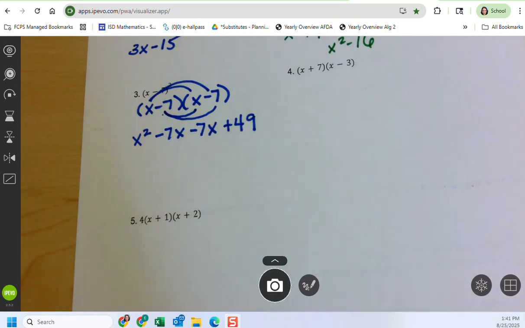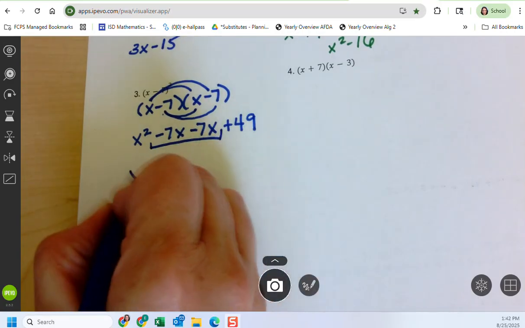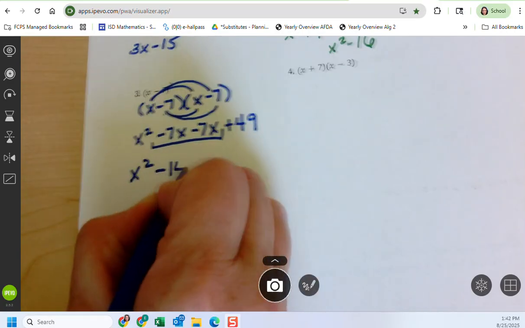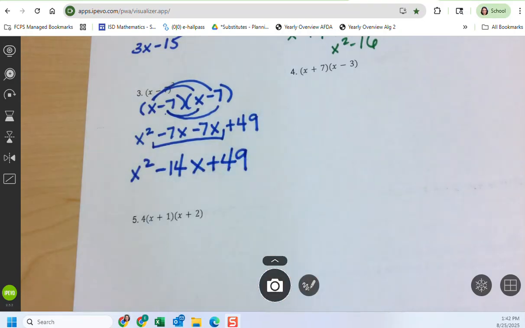Okay. All right, so I have to combine like terms. The -7s combined, they do not cancel out. They make negative what? -14. Okay. Questions on that one?